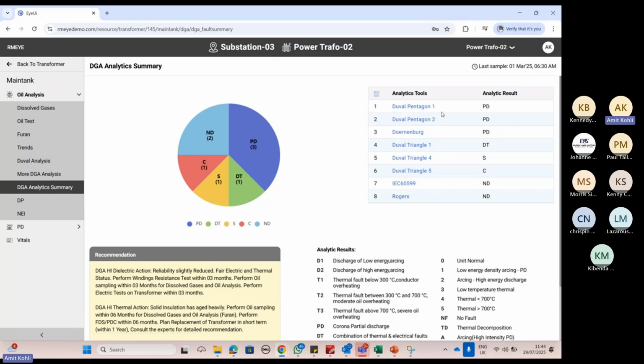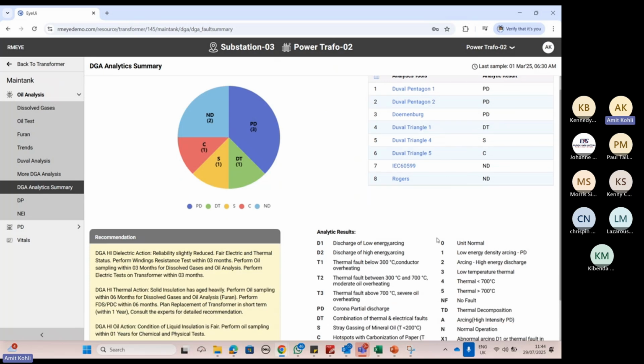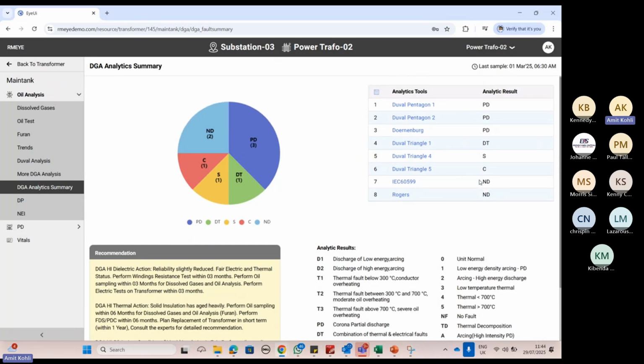So here, if you see, some of the Duval triangles are saying partial discharge related issues, which is basically dielectric issues. Some of the Duval triangles are saying DT, which is basically a combination of thermal and electrical fault, stray gases, and again, C is the hotspot. So here also we are getting a mix of information: there is some dielectric issue, some thermal issue. Whatever our analysis has given is roughly the same as what other industry standard analytics are telling. But again, these are just for confirmation whether our analytics has given the right kind of analysis or not.